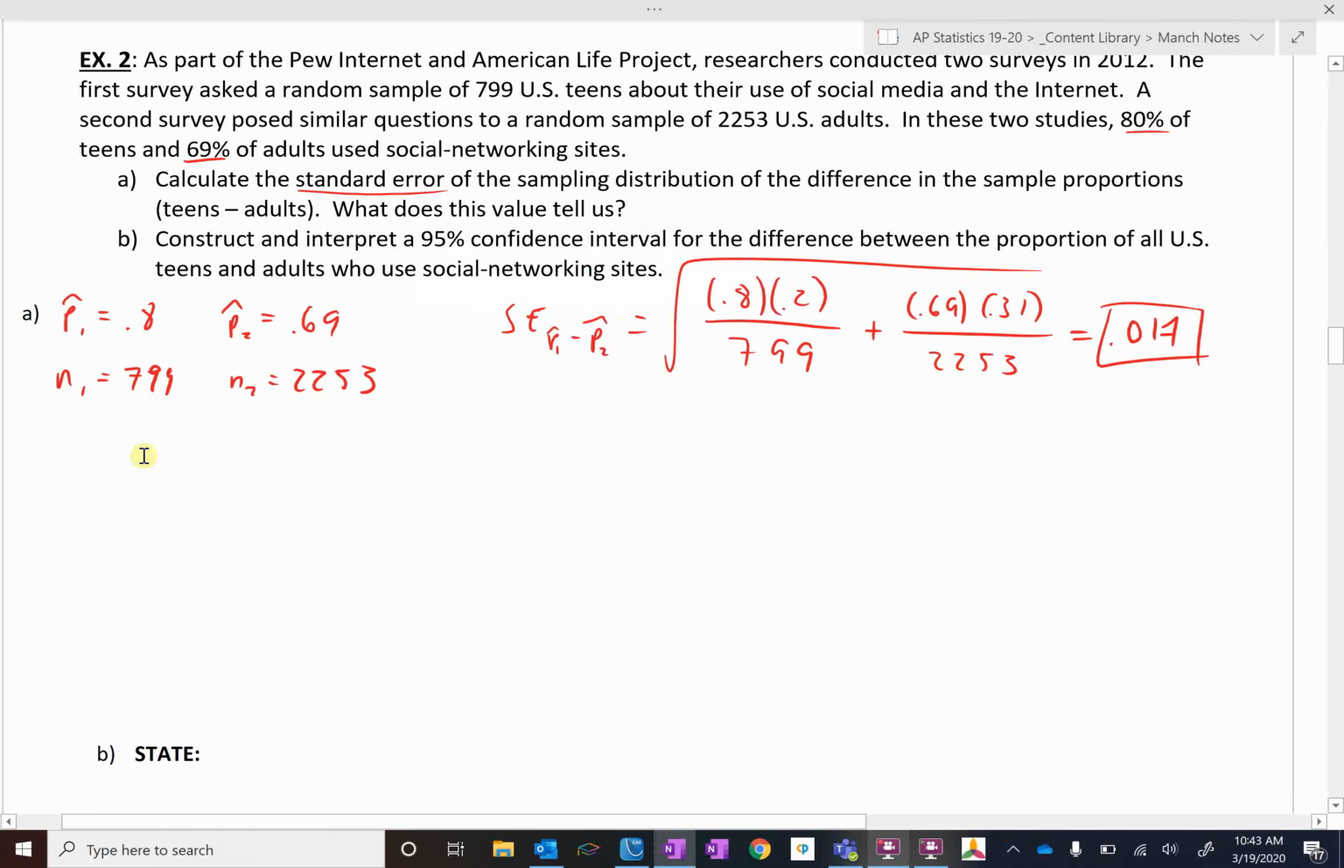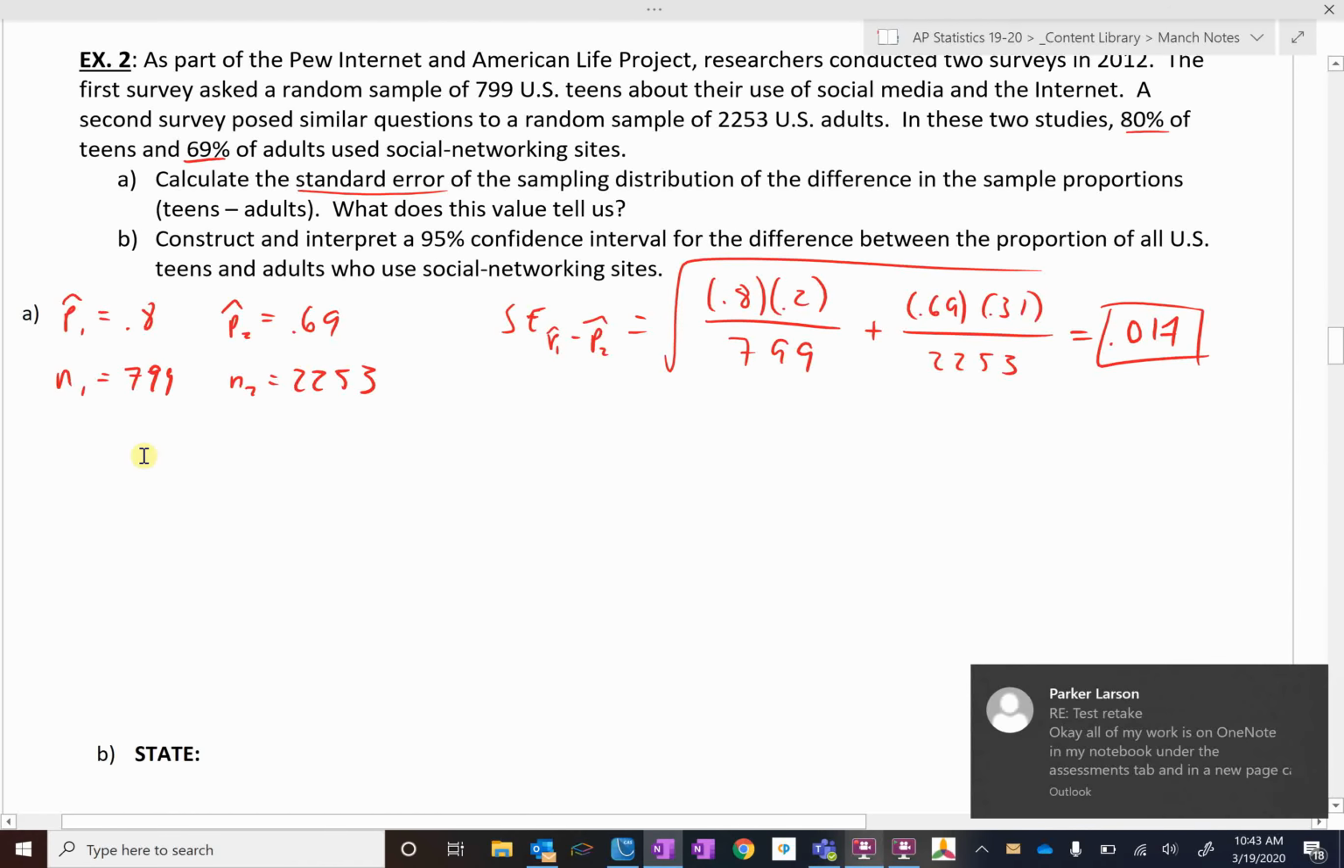So the next thing is to interpret what this value means. So this is the standard error of the difference in the 2 proportions.